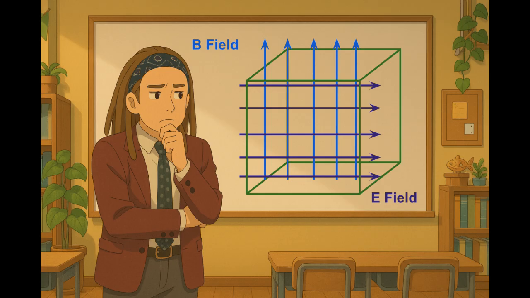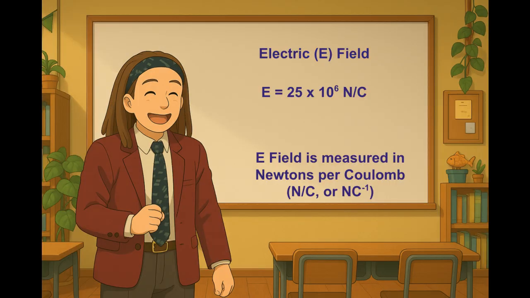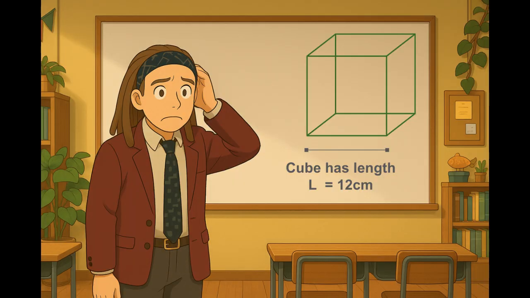Now, let's identify our key variables and constants. The magnetic field strength, B, is given as 0.02 Tesla. The electric field strength, E, is 2.5 times 10 to the power of 6 newtons per coulomb. The edge length of our cubical box, L, is 12 centimeters, which will convert to 0.12 meters for our calculations.